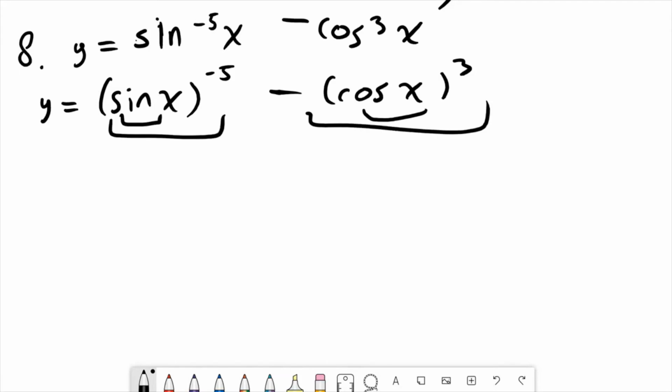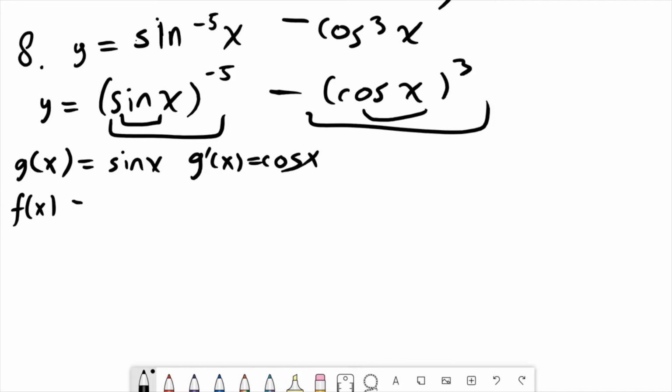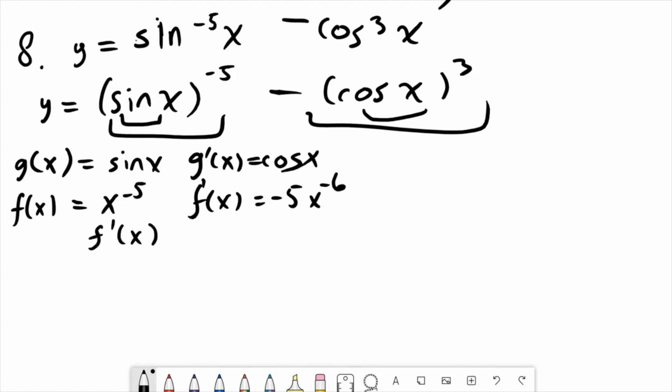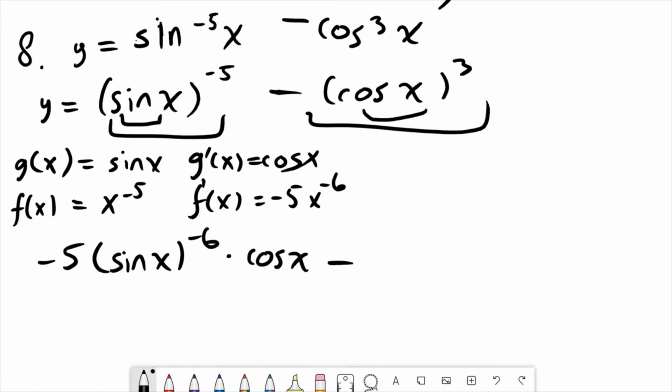So it's actually two chain rules that we're working with. And we can do that because there's just a subtraction sign in between them. So doing the first term here, g of x is sine, so that means the derivative is cosine. And f is x to the minus 5, so that means the derivative of f is minus 5x to the minus 6. So this chain rule here is, I'm just going to write it from here, minus 5 sine x to the minus 6 times cosine of x, and then subtract the same thing here, right?